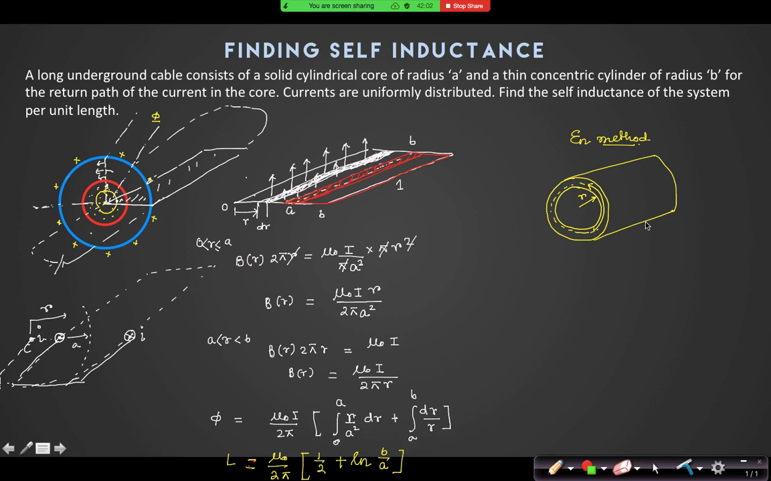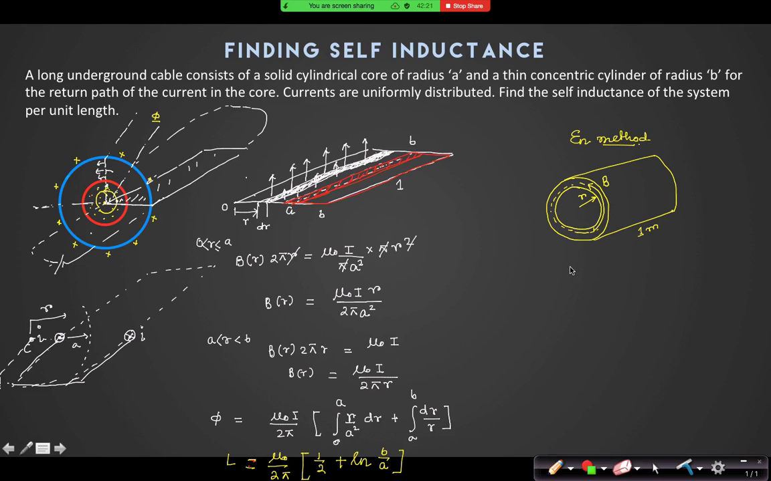Sir, what length did you take for the cylinder? 1 meter. I have taken a cylinder like this. R may be less than A, R may be greater than A. Only the magnetic field will vary. Yes or no? So what is the total energy?